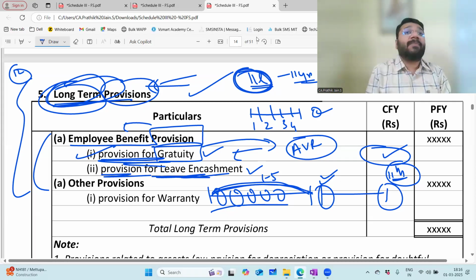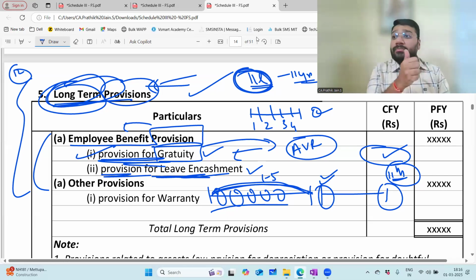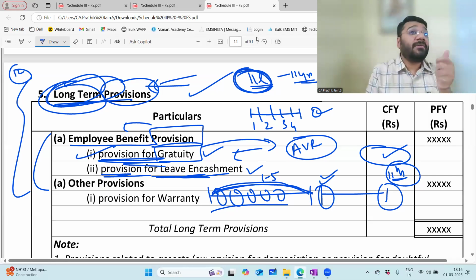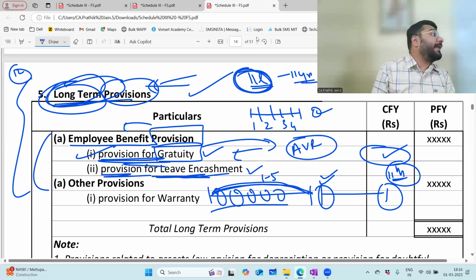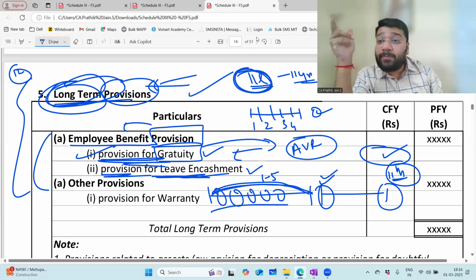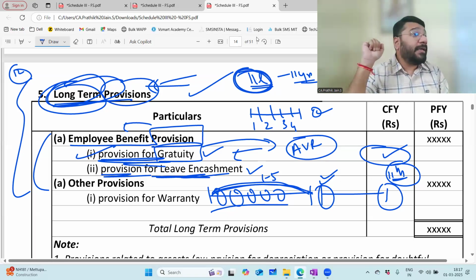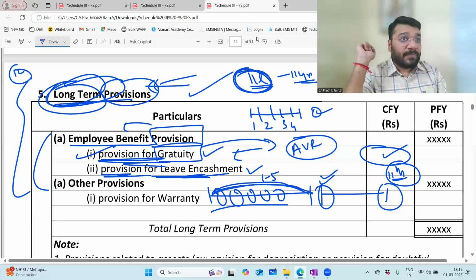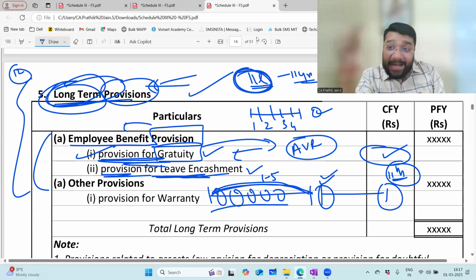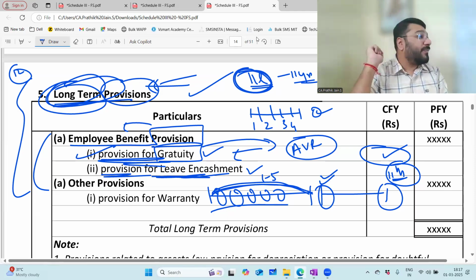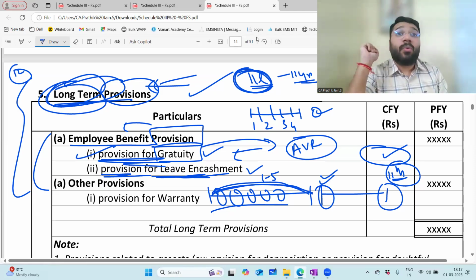Now this leave encashment, if you can exactly calculate the liability, exactly known, then it is liability, not provision. Here you are not able to exactly calculate the value. What is the difference between provision and liability? In the case of liability, you have to make the payment in future. In case of provision, also you have to make the payment in future. But in liability, you know the exact amount to pay. But in case of provision, you don't know the exact amount to pay.